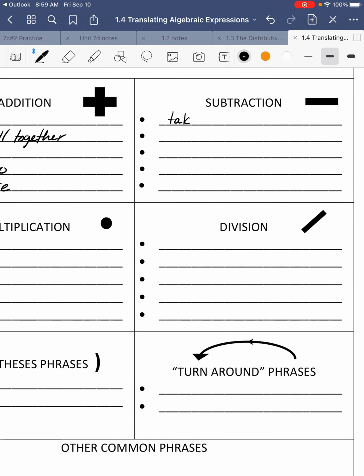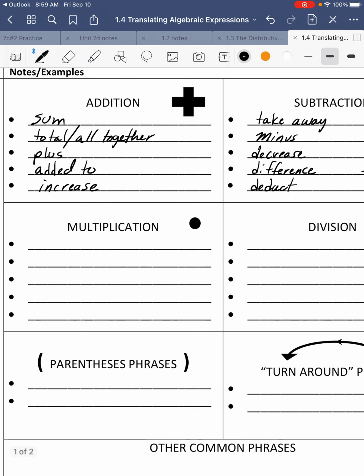Subtraction. We have take away. Another phrase for subtraction: minus. Decrease. Difference. Deduct. That one's not used a whole lot. We could do less, fewer, and as we work through the class, we might come up with, again, other ones. These are just some of them that will come up that are expressions for add, subtract, and multiplication.